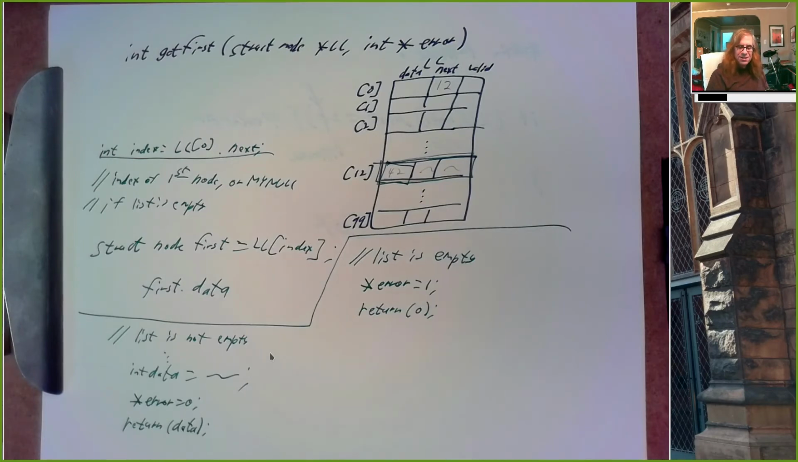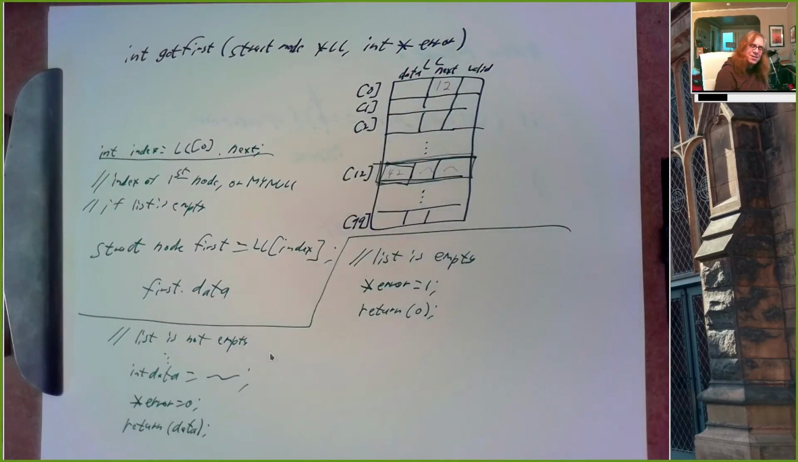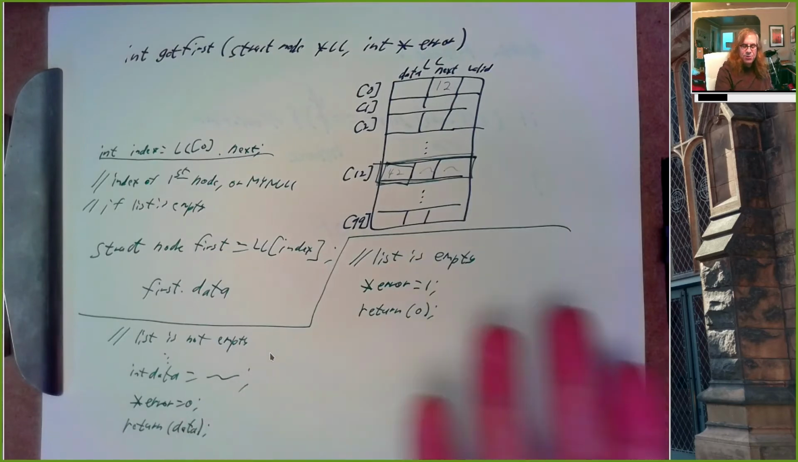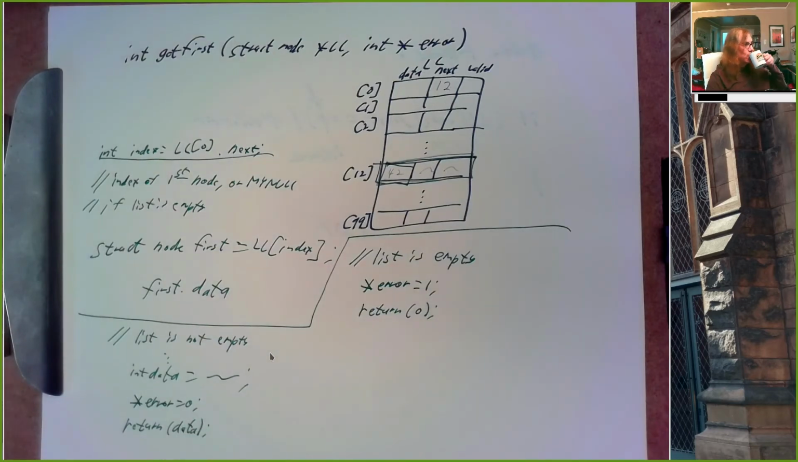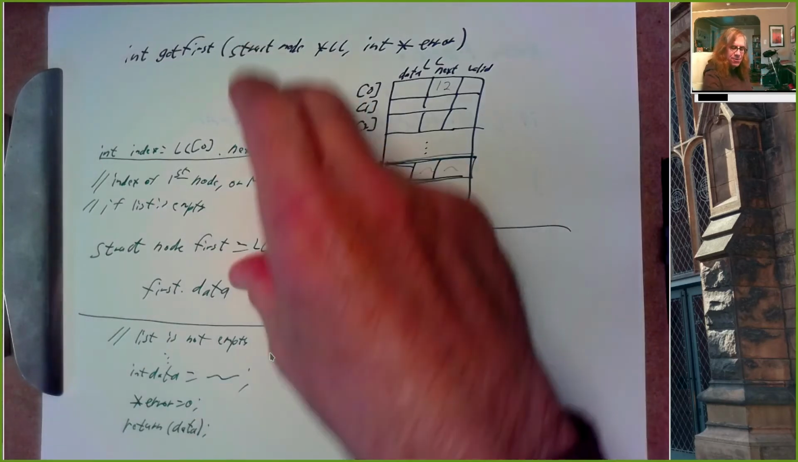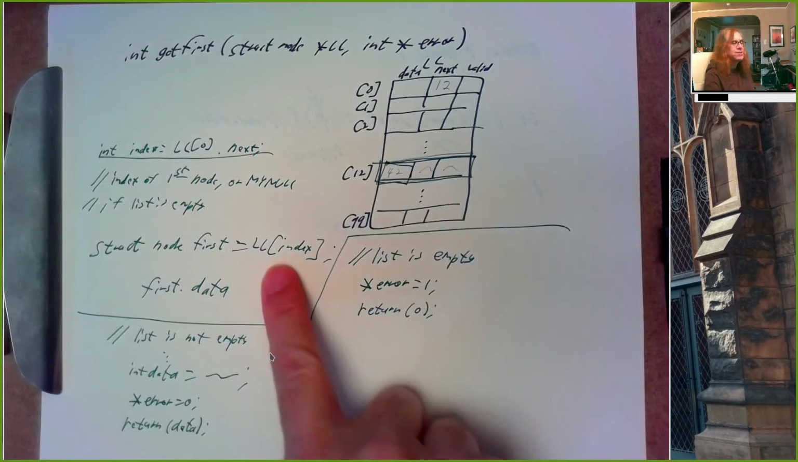I don't want you to get tripped up on this error business, the idea of returning two things. There's code that will do that for you. You could return first.data if you were doing this and you said first equal to that.